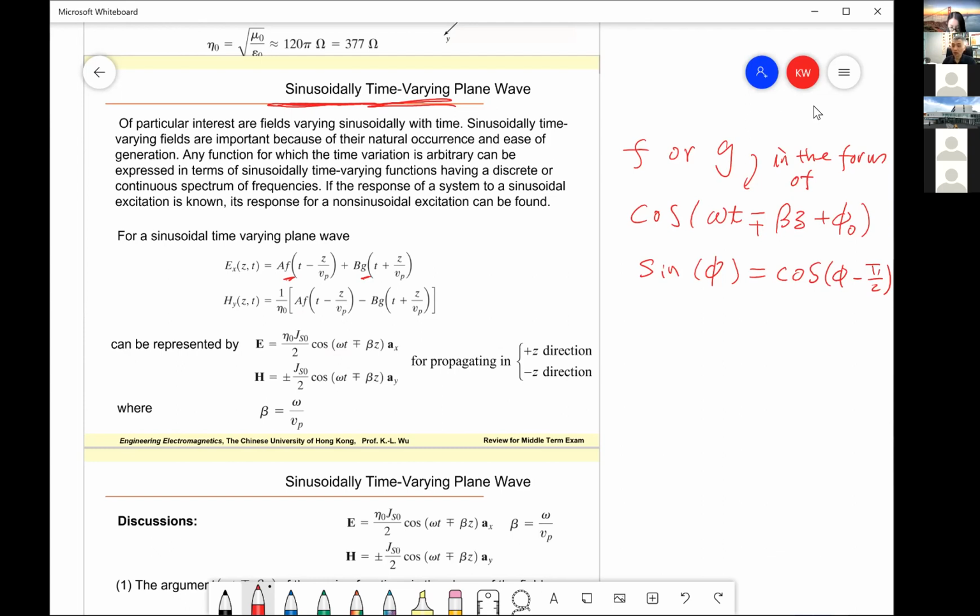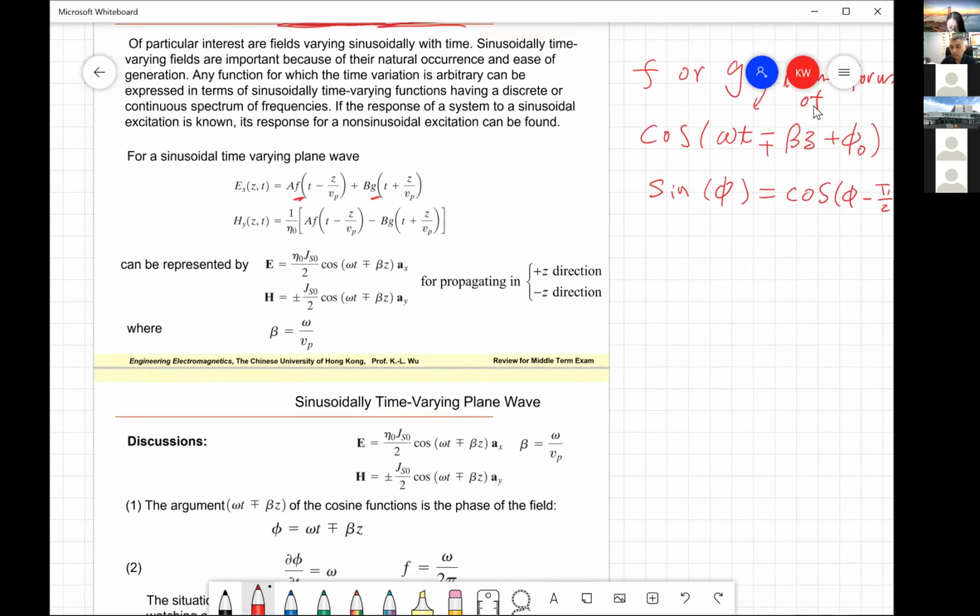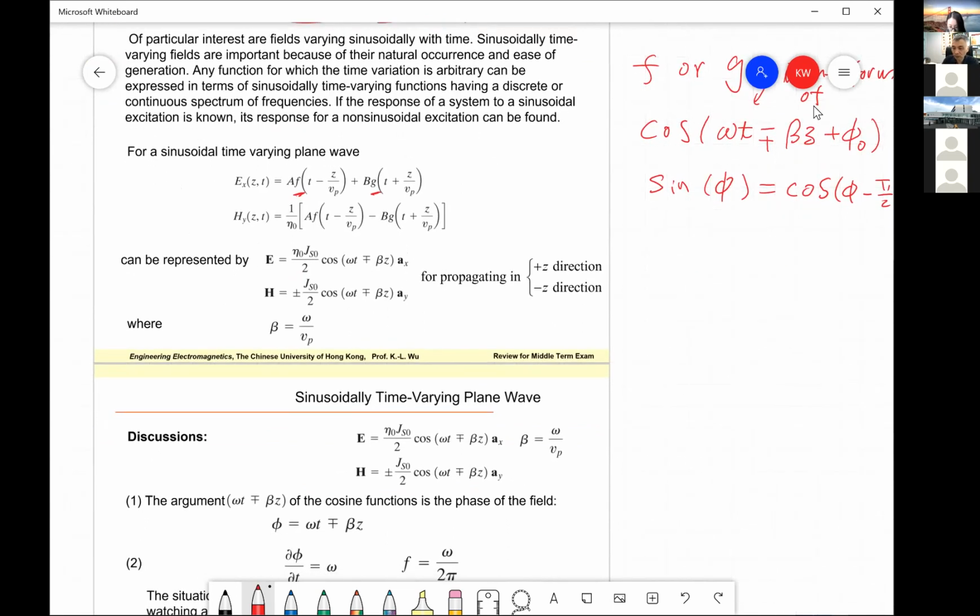So, because we are only interested in the sinusoidally time varying field, the field is in this form. Here is a cosine, cosine omega t, which is a function of t, and then minus or plus beta z. Basically we have a minus sign and a plus sign. So beta z, then from here, the beta is what?